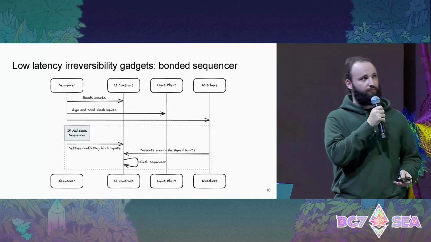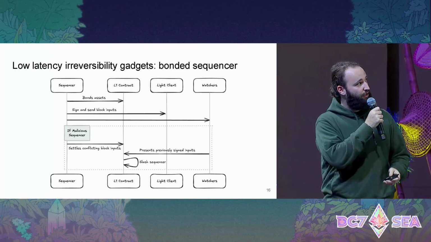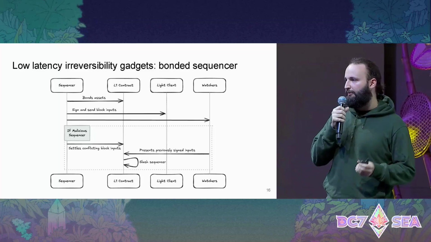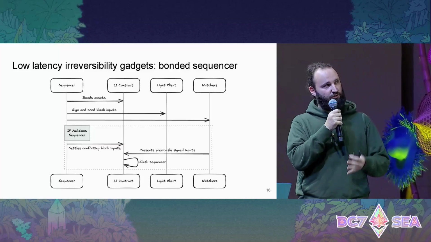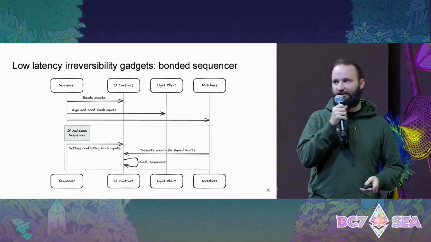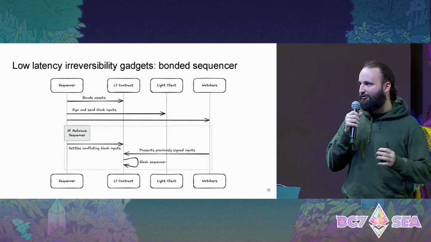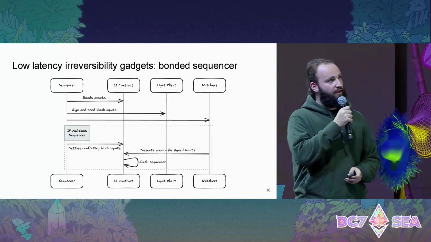Now, I think we can do a little bit better. And we can add some economics to this. We can bond the sequencer to their responses. So in this case, it's kind of the same as before, but we have the sequencer start by bonding some assets on L1. And then they act kind of the same. They sign block inputs and send it off to light clients, and the light clients accept that it's valid. Additionally, the light client might want to run an L1 light client to sort of check up on the bond and say, is the bond big enough?